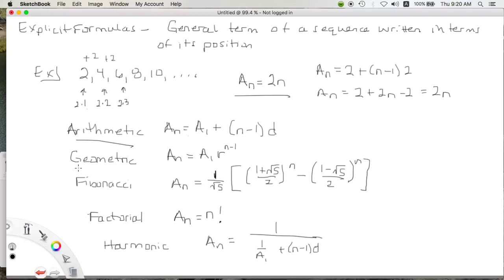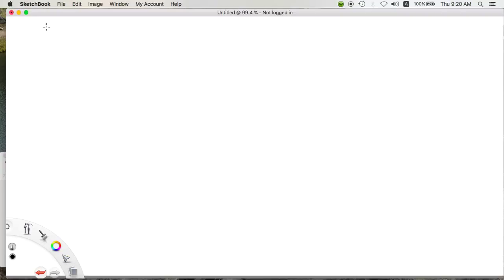Again, the arithmetic and the geometric are the most important. You need to have those memorized. Now let's look at a harmonic sequence here. The way we can tell that this is a harmonic sequence is because we see that it's adding something to the bottom of a fraction. So that means it's a harmonic sequence.